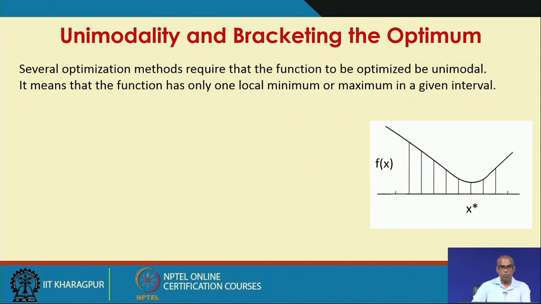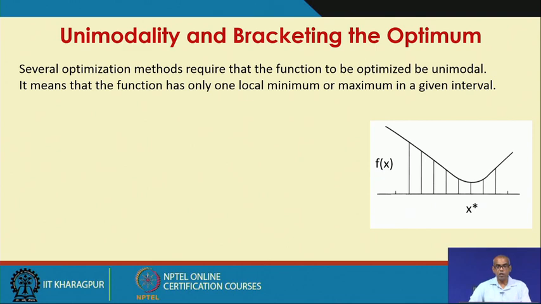Now, we will start our discussion on direct search methods. Let us briefly talk again about unimodality of functions and how the information of the unimodality is used to bracket the optimum or bracket the minimum. Mostly we will be talking about minimization of a problem. As we have discussed earlier, minimization of a problem and maximization of a problem are mirror images of each other.